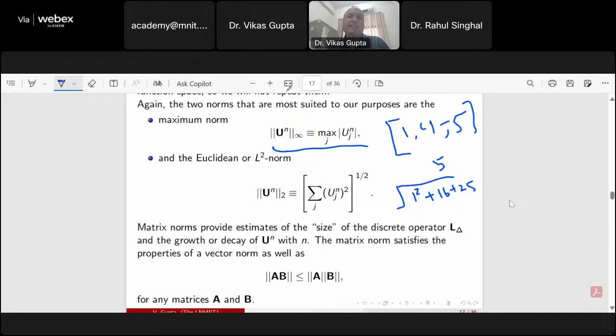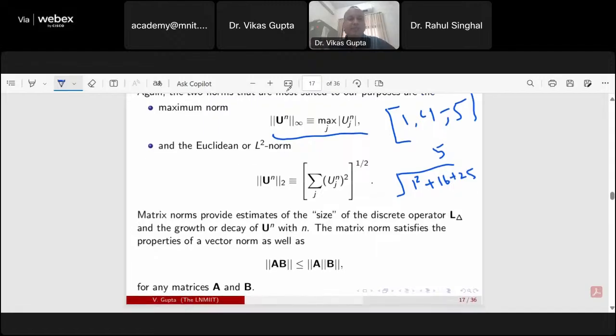Now, in the stability analysis for a given finite difference scheme, we try to measure the growth of the size of a matrix. So in that case, it becomes necessary to introduce the matrix norm. So matrix norm provides an estimate of the size of the discrete operator L delta. L delta here is a matrix, and the growth or decay of vector u n with time stepping corresponds to different time level n.